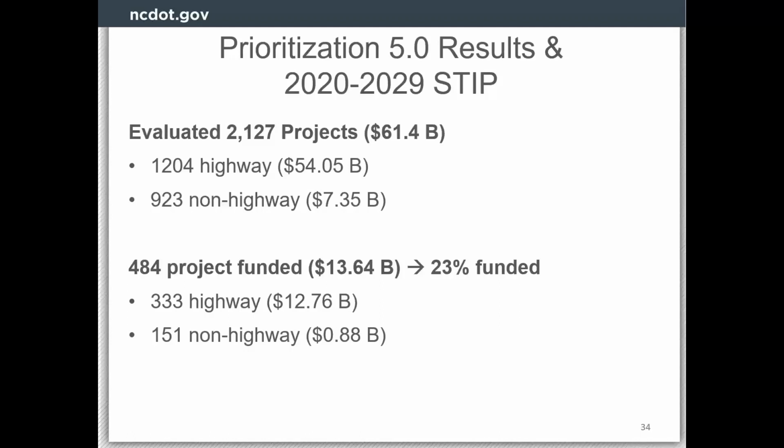So that's pretty successful. We would like to have a higher batting average than 23%, but at the same time, the best projects are definitely rising to the top and getting funded. This is my last slide, just our contact information. I'd be glad to answer some questions here.